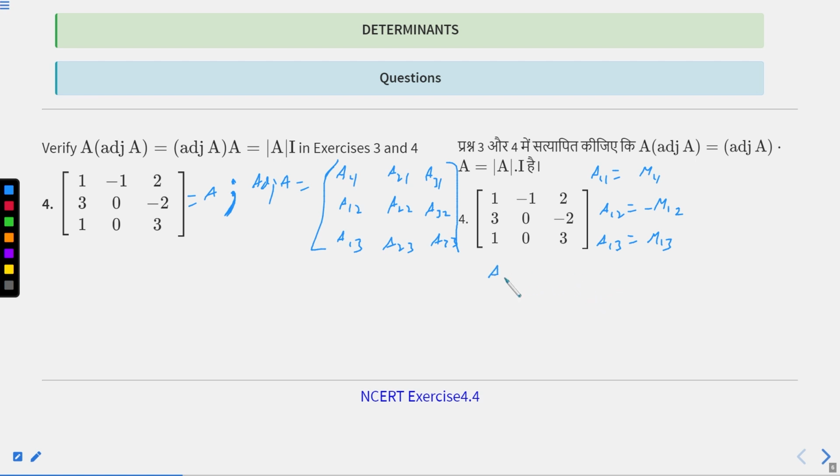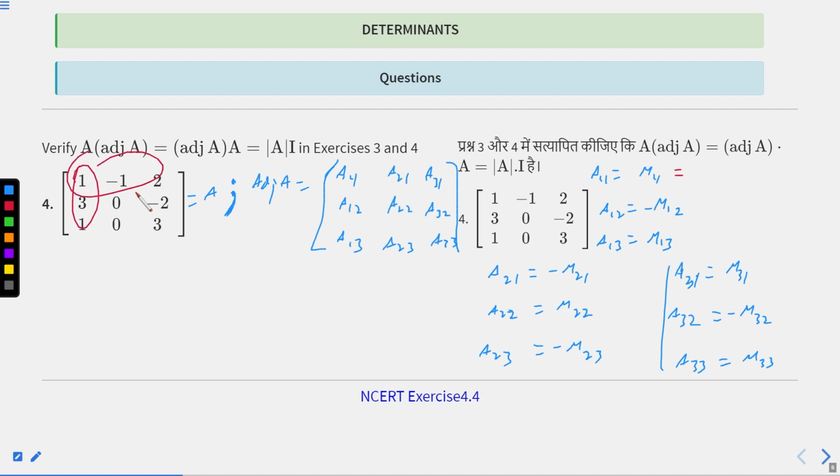Let me use here A21, A22, A23. This will be minus M21, M22, M23. Now here A31, A32, A33. This will be M31, M32, M33. As you can see. Now M11, eliminate this, you will get 0.